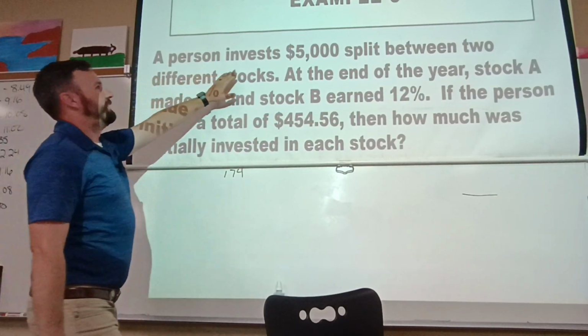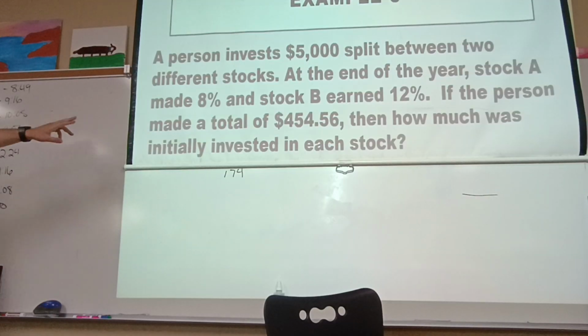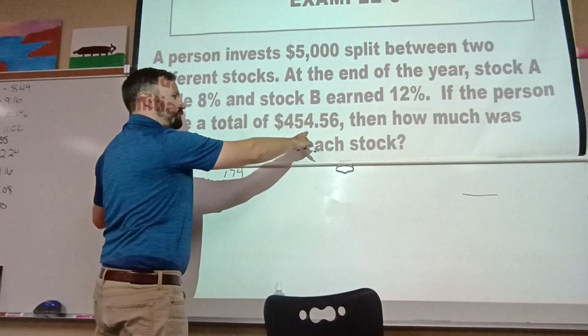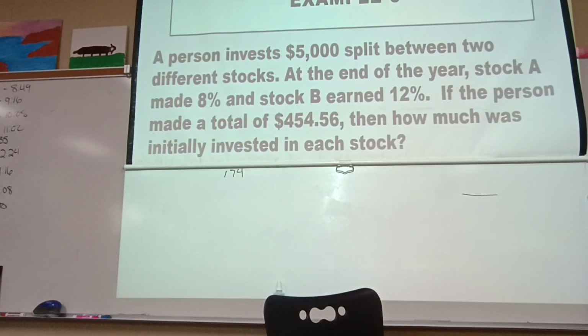So a person invests $5,000 split between two different stocks. Stock A made 8%, stock B made 12%. They made this much total money. How much did they invest in each stock? Okay.